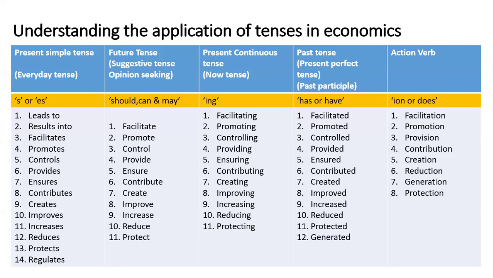So we shall have those words that you are seeing. Someone says leads to, results into, facilitates, controls, and others. It is then the everyday tense or the present simple tense, which applies to things like effects or merits or demerits or implications.